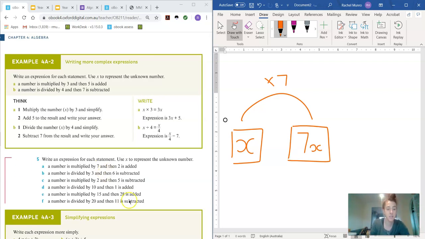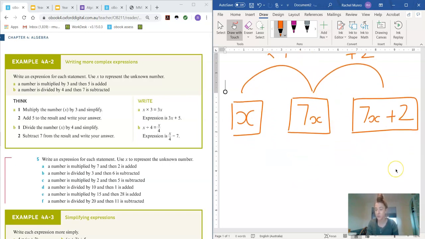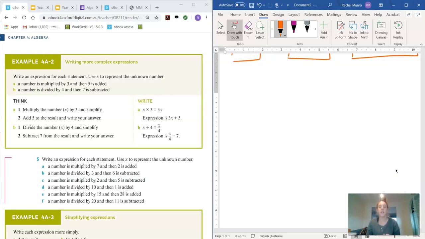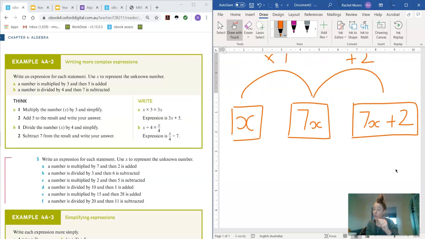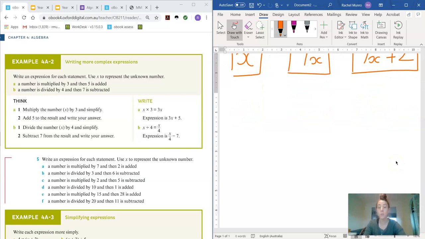Second part of this expression is, and then 2 is added. So I need to now add 2. So I still have my 7x, but my second part, my second term, is I've added 2 to that. They have to be separate like this. So this is me doing my first part, that's multiplying it by 7. The second part is that I add 2 to that. Doing it like this will help you when we get to solving equations. So please bear with me and try to write it out like this in your books.